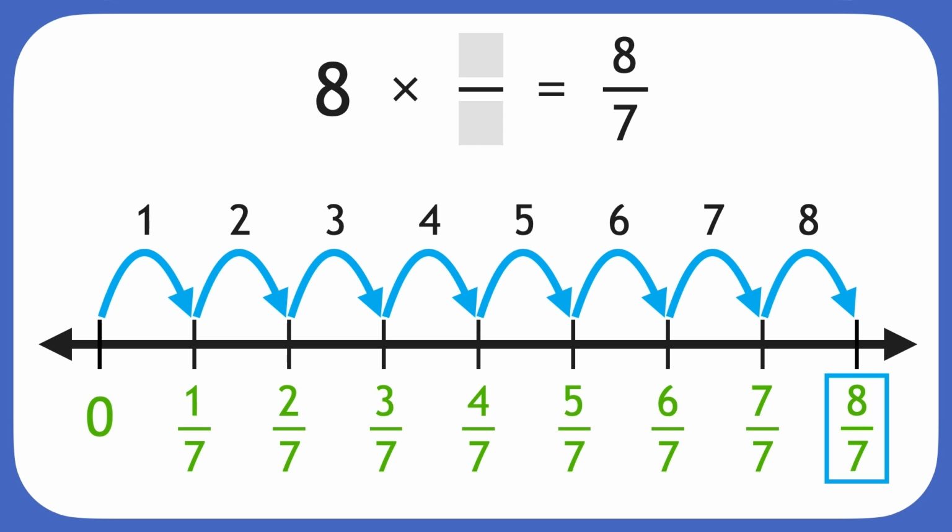To find our missing fraction, we need to see how much we counted forward each time to get to our product, 8/7. Our first jump is from 0 to 1/7, and each jump after that is another 1/7, meaning our missing fraction is 1/7. Okay, let's try one more.